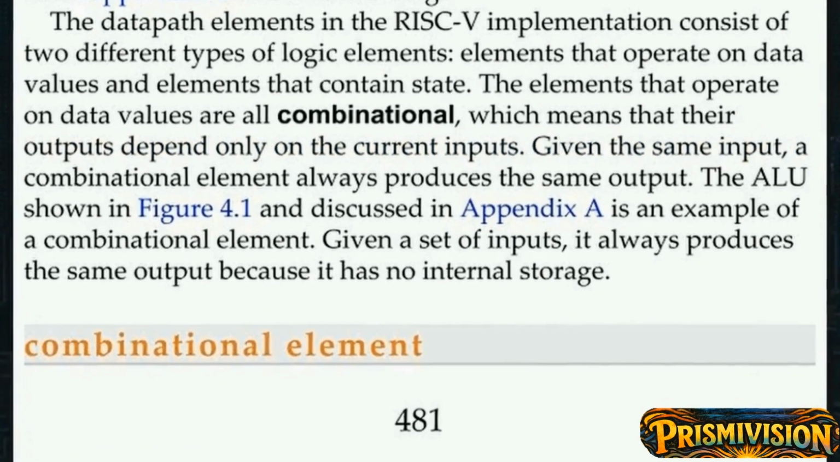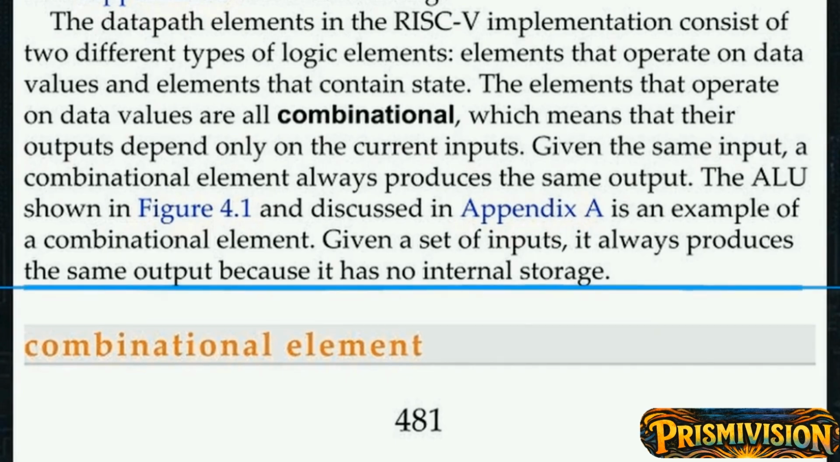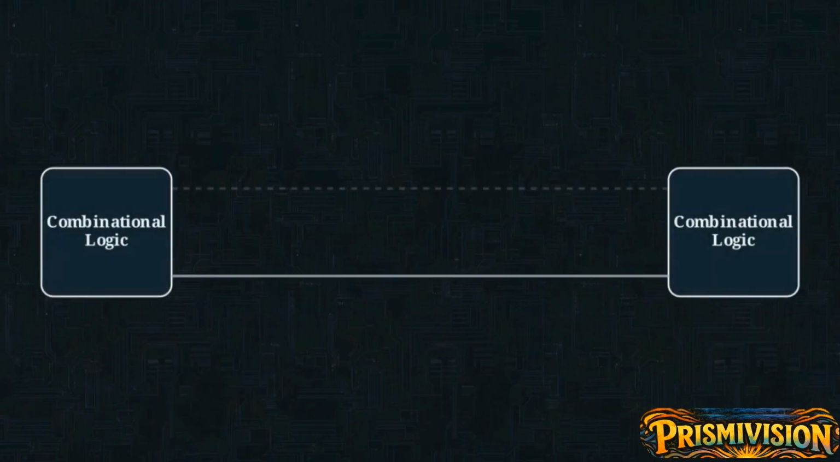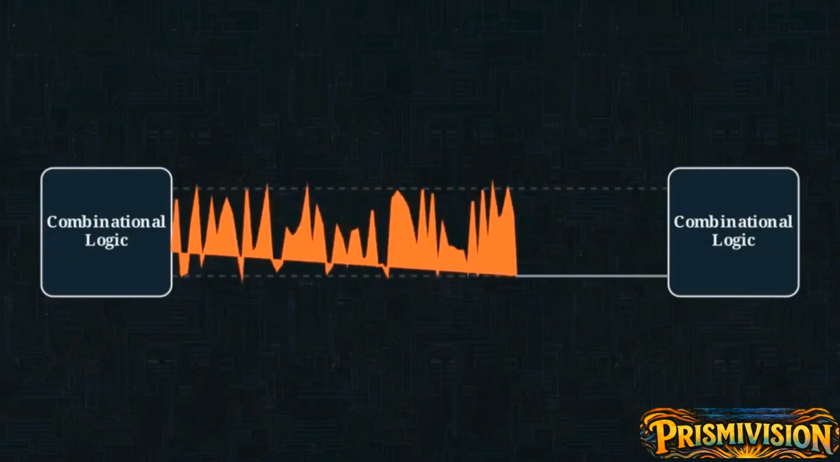The text points out a critical limitation. They have no internal storage and zero sense of timing. It takes physical time for inputs to propagate through logic gates. This creates a physical bottleneck called propagation delay.